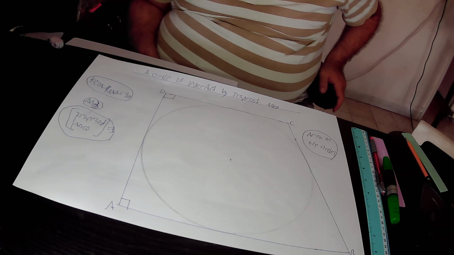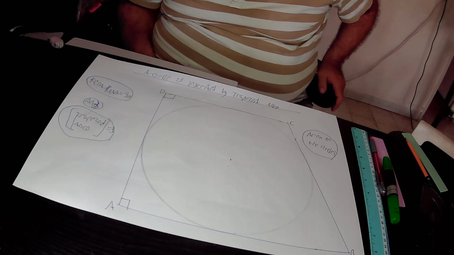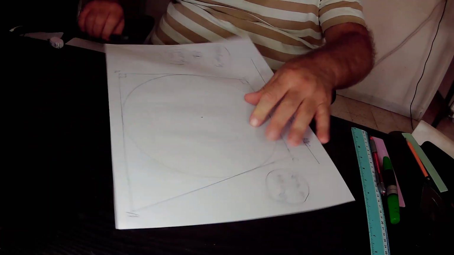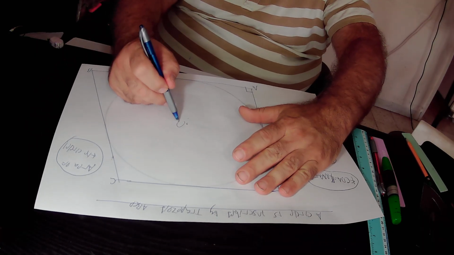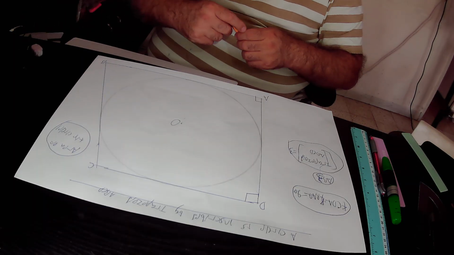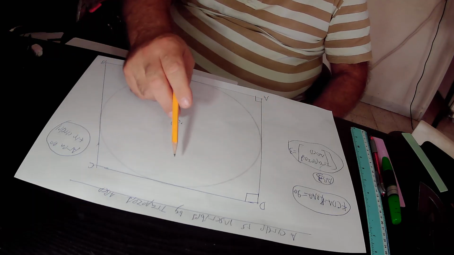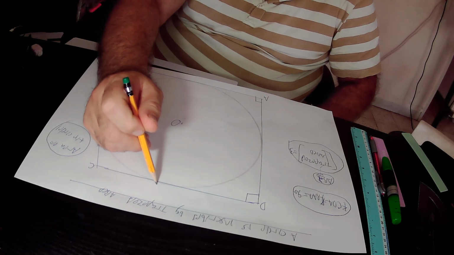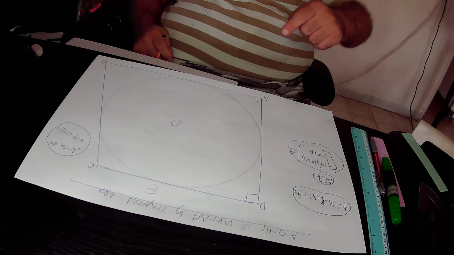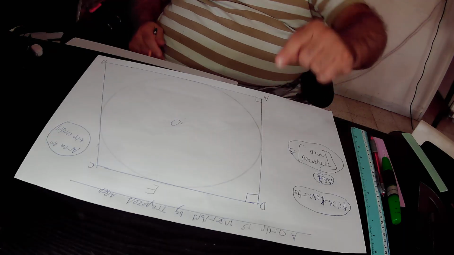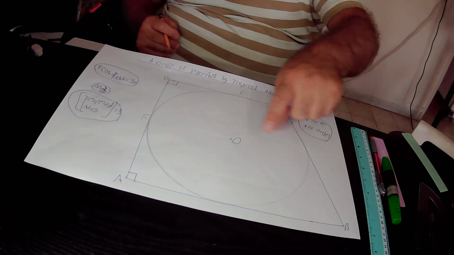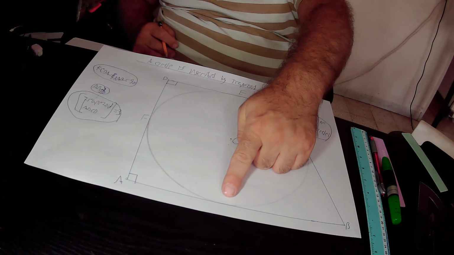So first of all, we'll define the relevant points to this question with letters. We'll define the center of this circle. This point is point O. We'll define the point of tangency of tangent DC with this circle. This point is point E. Likewise, we'll define the point of tangency of tangent DA with this circle. This point is point F. And finally, we'll define the point of tangency of tangent AB with this circle. This point is point G.